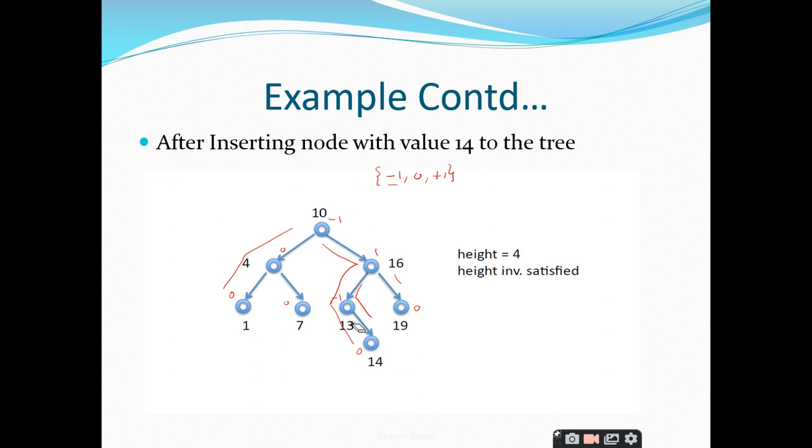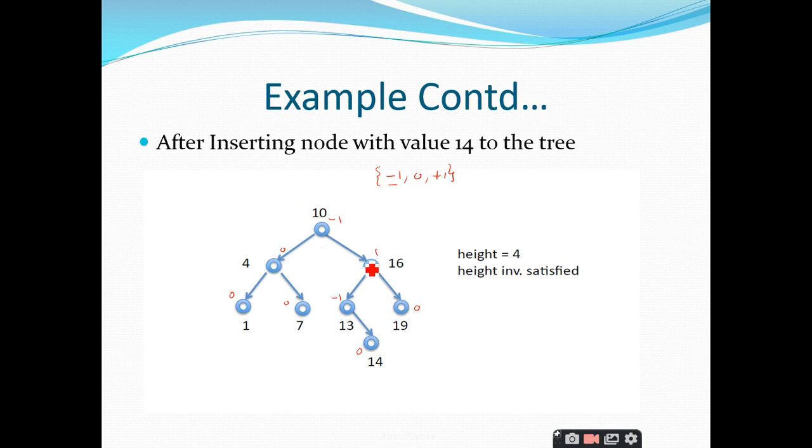Now you have to check whether all the nodes in this binary search tree have a balance factor that falls in this range or not. Every node falls within this range, minus 1, 0 and plus 1. So this particular BST also satisfies the height invariant property. It is also a balanced tree. We can consider it an AVL tree. Is it clear?